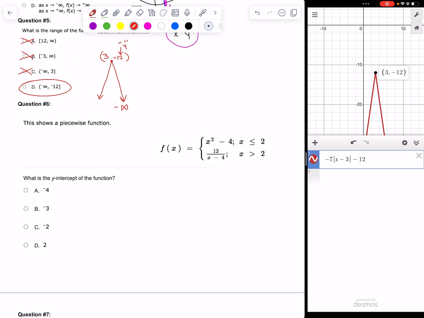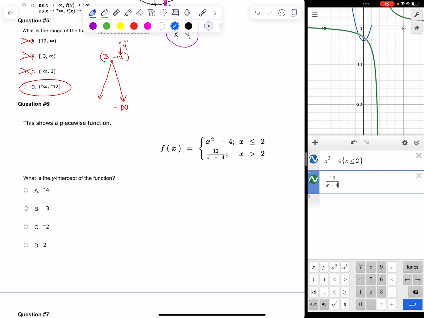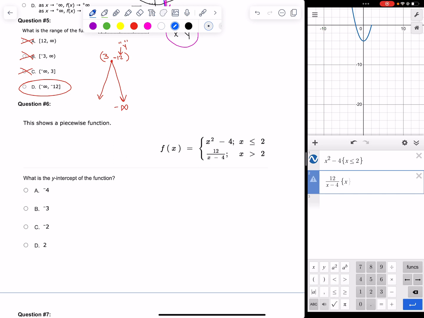All right, number 6 shows a piecewise function. So we just need to type this one in Desmos and find the y-intercept for this function. So notice they will give you a variety of functions and ask you all sorts of things about the graphs. That's what this standard is covering. So x squared minus 4, and then we need to put in our domain, where x is less than or equal to 2 for that piece of the function. And then we have another piece, 12 divided by x minus 4, and that's for values of x that are greater than 2.